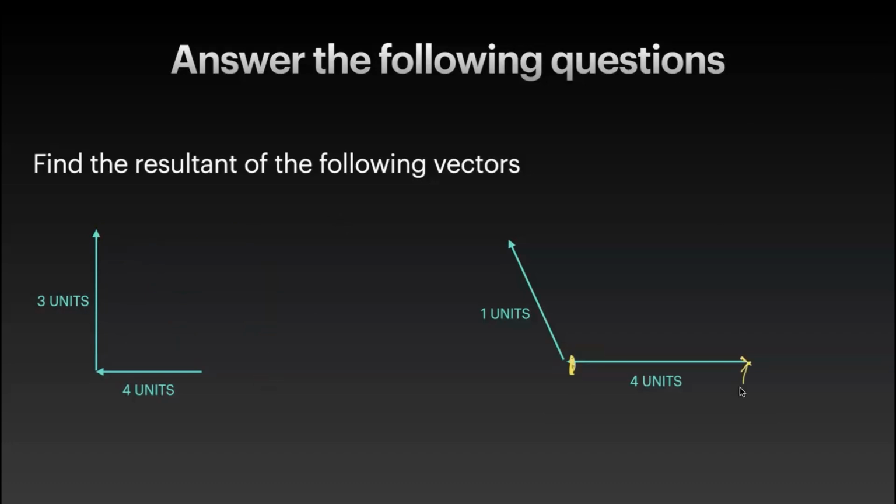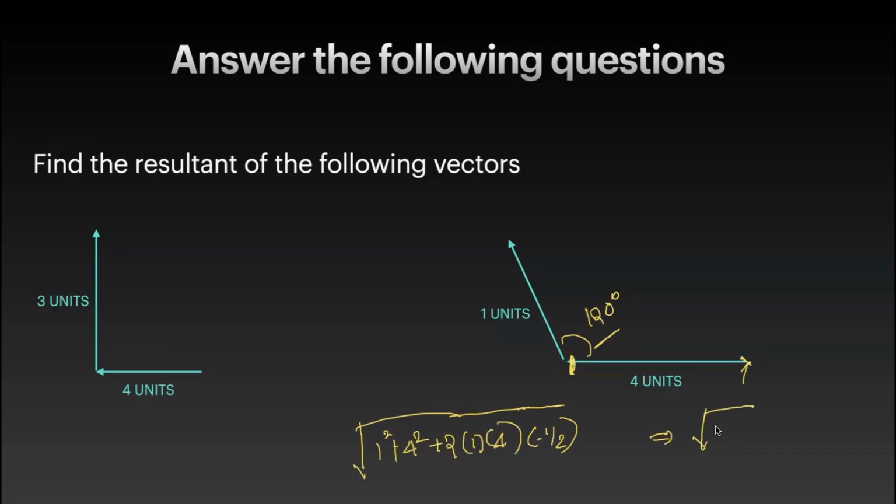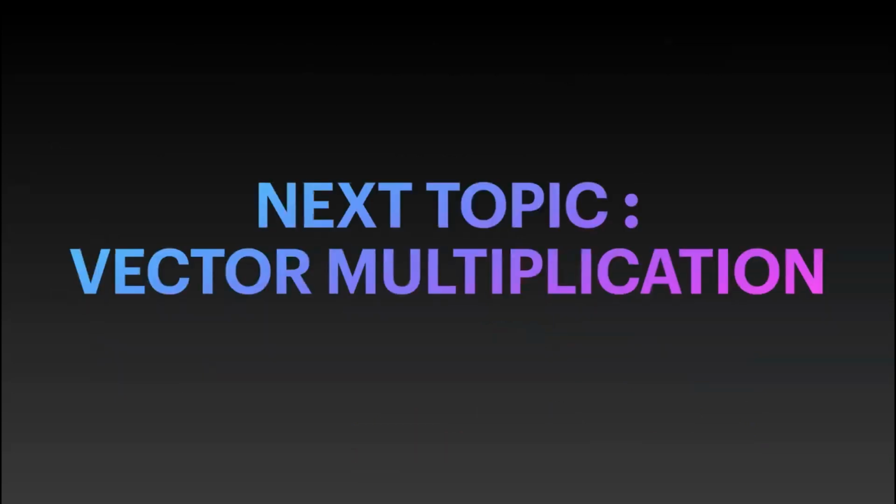Clear? Now, second question. Take the angle between them as 120 degrees. Okay. Find the magnitude. Nothing but what? Simple. Apply the formula. It's 1 square plus 4 square plus 2 times 1 times 4 times cos of 120, which is minus 1 by 2. So when you solve, you will get it as root of 13. That's it. Okay. So that's it about vector addition. So the next topic of vectors is vector multiplication, which is a very, very important topic.